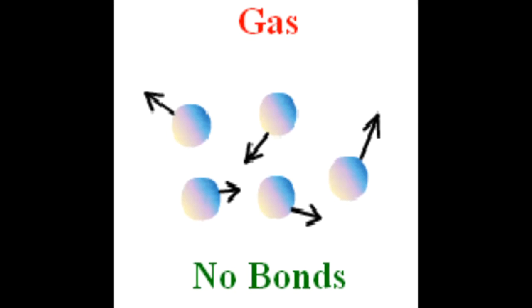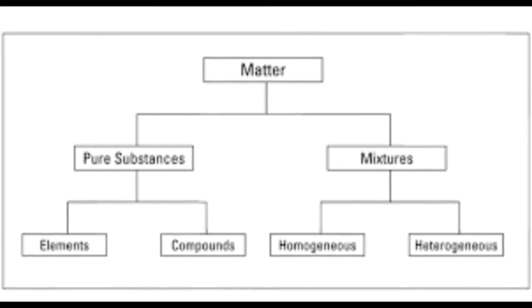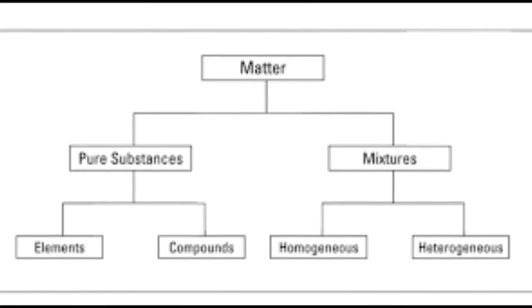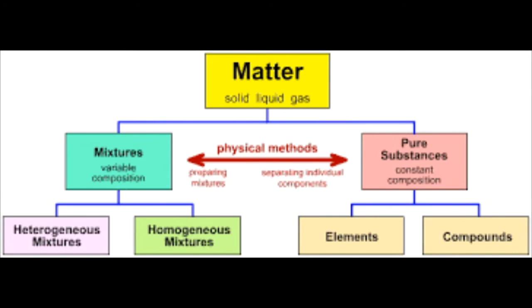And now we are going to classification based on physical and chemical properties, and there are two types. What are they? Mixtures and pure substances. Let's deal with pure substances. In a pure substance, there is only one kind of particle, which may be an atom or a molecule. In the case of pure substances, there are two types: element and compound.